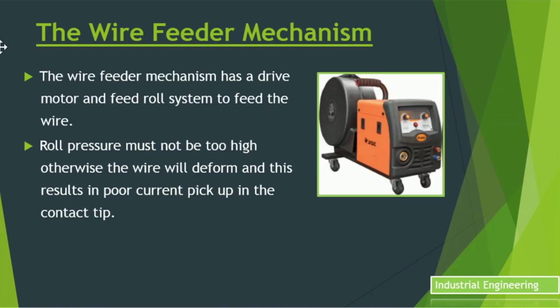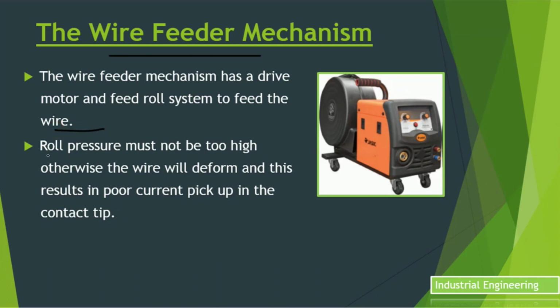The next equipment of MIG welding is the wire feed mechanism. The wire feeder mechanism has a drive motor and feed roll system to feed the wire. This feed system may be built into the power source or be a separate unit. The wire feed units can be of two types, 2-roll or 4-roll drive, which I will explain later in this presentation.